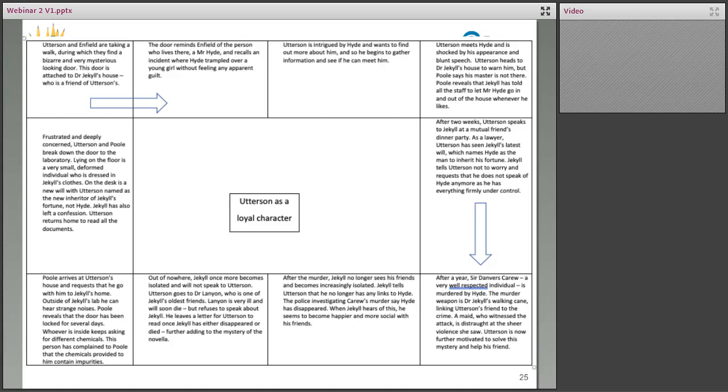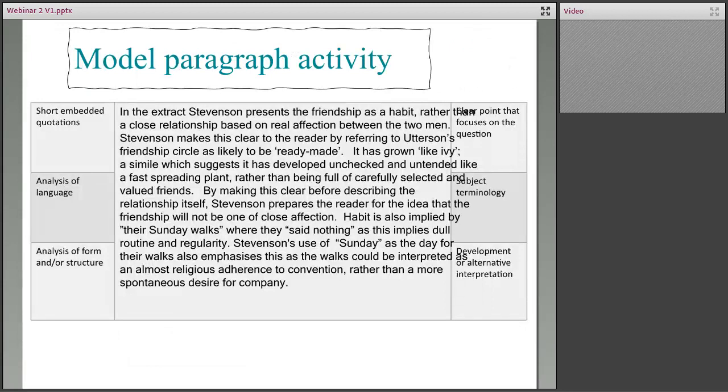So for instance, they might underline that Utterson and Enfield are taking a walk, and choose to link that to the idea of Utterson as a loyal friend. So as many links as they make, but the links have to be very specific. They can't just underline the whole chapter. It has to be a very specific part. Okay, so that's that one.